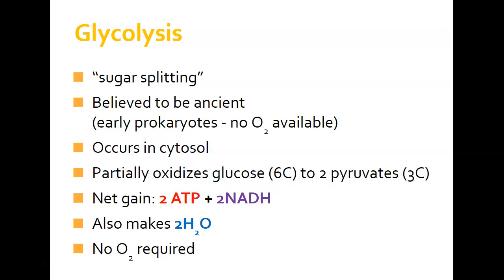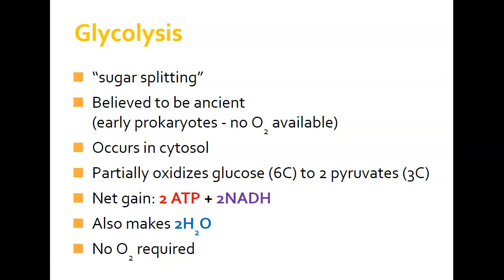This occurs in the cytosol, so outside, just in the floaty space near the mitochondria. It partially oxidizes glucose, so it chops it in half, essentially. So it takes the 6-carbon compound that is glucose and chops it into 2 3-carbon molecules. So in this element, it would be 2 pyruvate molecules.